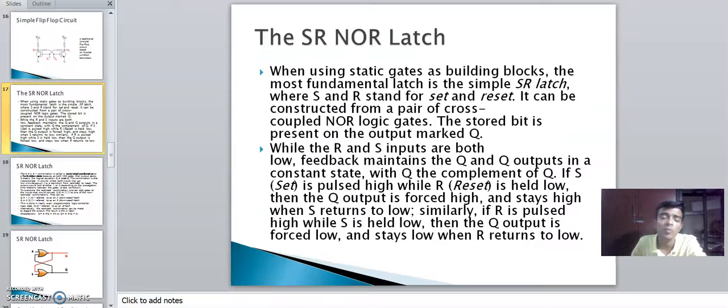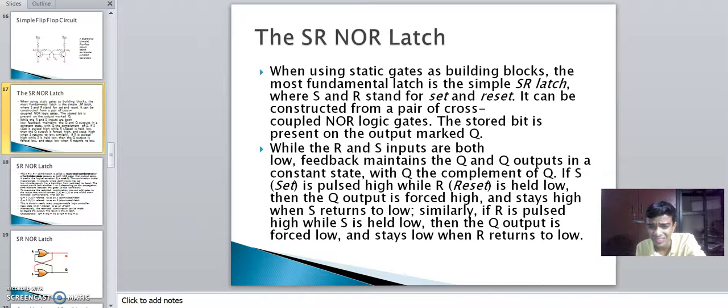We come to the first type of flip-flops, the SR NOR latch. When using static gates as building blocks, the most fundamental latch is the simple SR latch, where S and R stand for set and reset. It can be constructed from a pair of cross-coupled NOR logic gates. The stored bit is present on the output marked Q. While the R and S inputs are both low, feedback maintains the Q and Q-bar outputs in a constant state, with Q-bar the complement of Q.